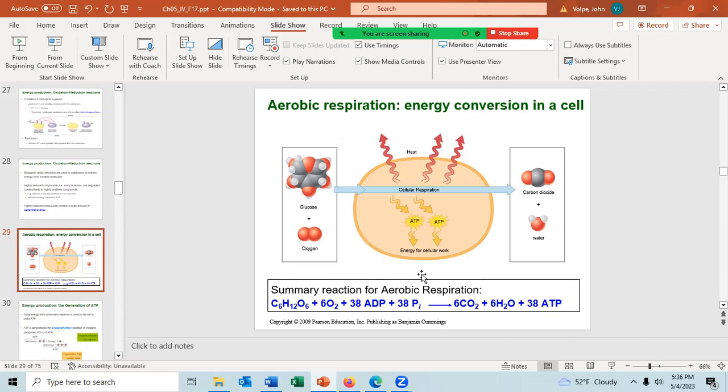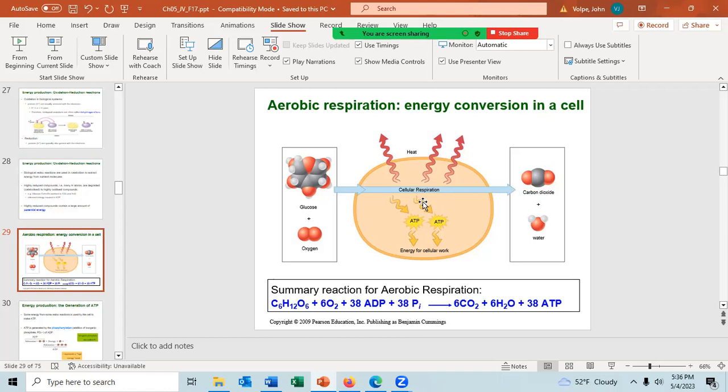So let's move on and start talking about aerobic respiration now. Aerobic respiration is how cells oftentimes make ATP. They convert the energy in a molecule like glucose, and then they store a lot of that energy that was in the molecule of glucose in ATP. Aerobic respiration specifically uses glucose and oxygen, going through a couple of steps.